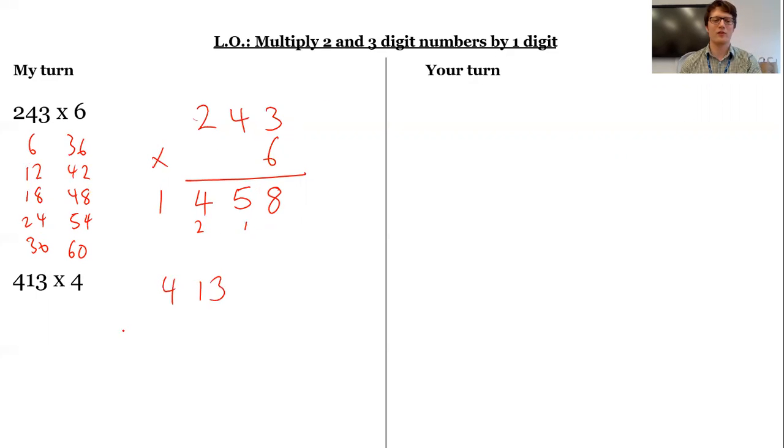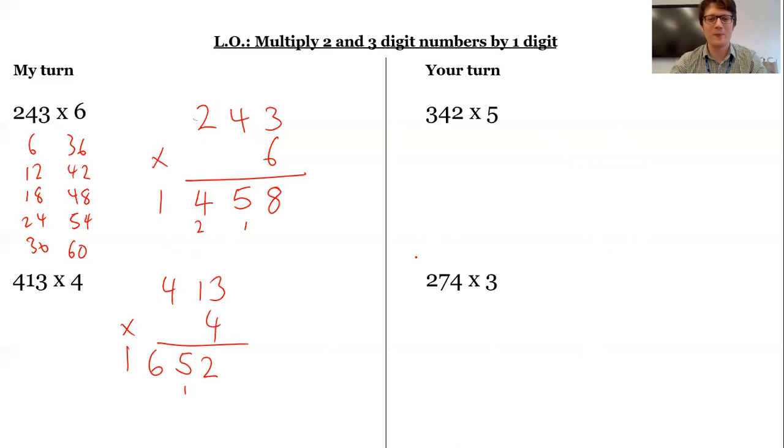Again here, 413 times 4. 4 times 3 I know is 12. 4 times 1 is 4. Add the 1 is 5. 4 times 4 is 16. Pause the video. You have a go.